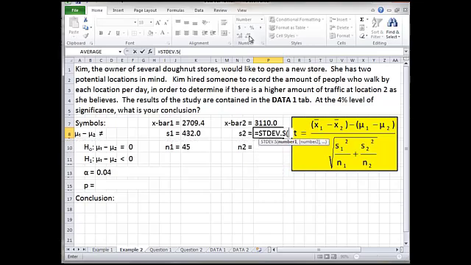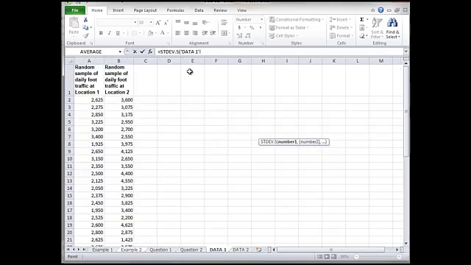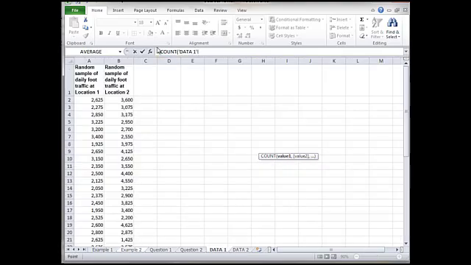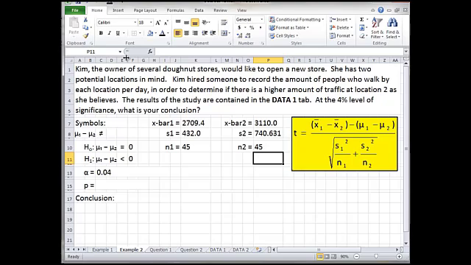Again, the standard deviation. And finally, the sample size, which should be the exact same sample size as we had for dataset 1 or location 1. So now that we have all of the information that we're required to have, we can go and calculate the t-score.